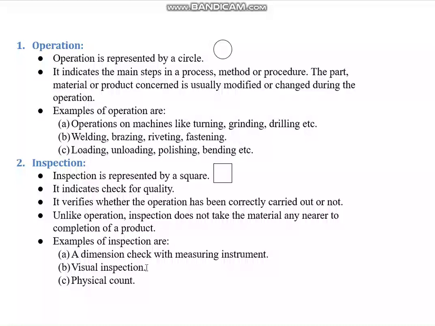And visual inspection, like when you are welding. You want to check whether full welding is done or not, or whether any cracks are there or not. So that is a visual inspection. Then physical count, where you want to count exactly how many things are there. These are some of the examples of inspection. And for that, what symbol are we going to use? We are going to use a square.